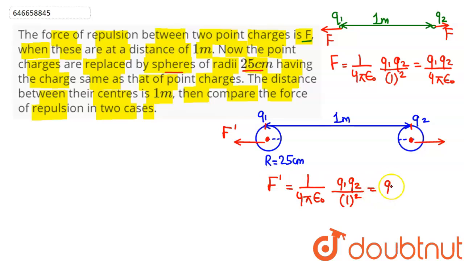So we can see this force still comes to be Q1 Q2 divided by 4 pi epsilon naught, which is still F. So the repulsive force still remains the same. It does not change. It does not depend on the radius of the two spheres. So the repulsive force is still the same. That is, our answer is that the new repulsive force is still equal to the original repulsive force, that is F. Hence F is our answer.